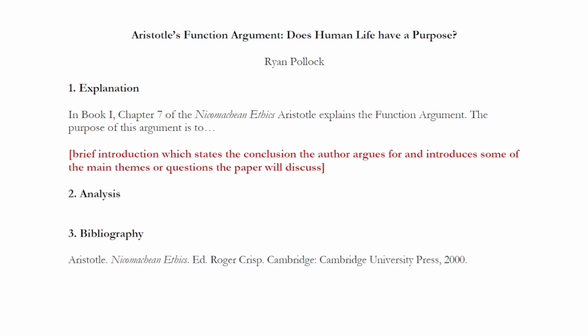First, we need to identify for the reader the conclusion of the argument. This is something you should address at the very beginning of your paper. I would recommend beginning your paper with a brief introduction to the argument and the topic that you are going to write about. For example, you might begin by stating that, in Book 1, Chapter 7 of the Nicomachean Ethics, Aristotle explains the function argument. The purpose of this argument is to, and then you would proceed to state the conclusion that the author argues for.